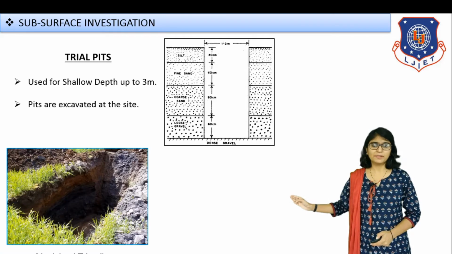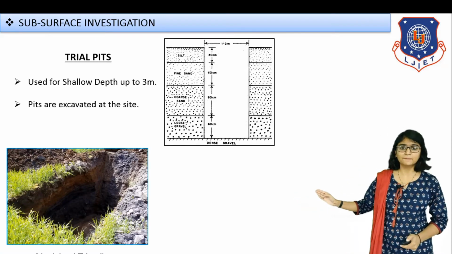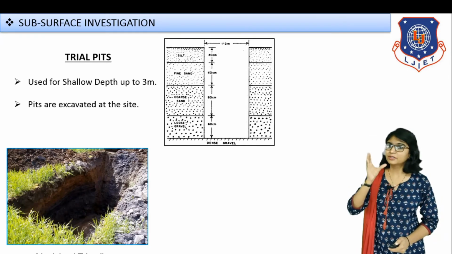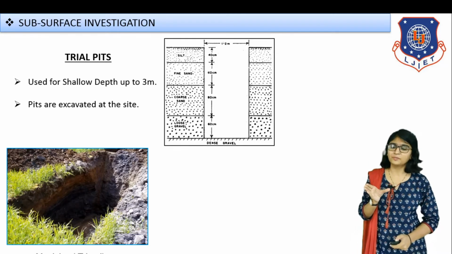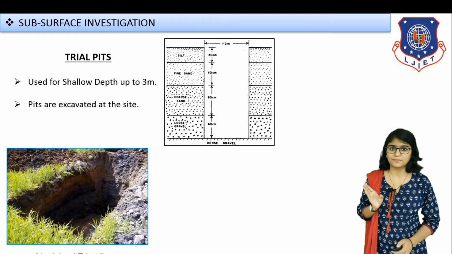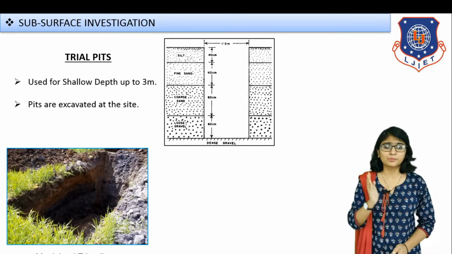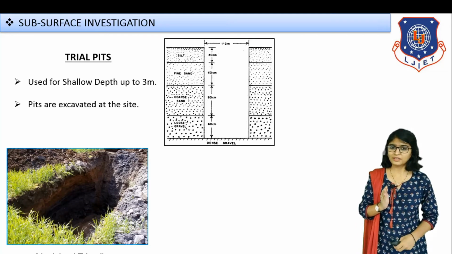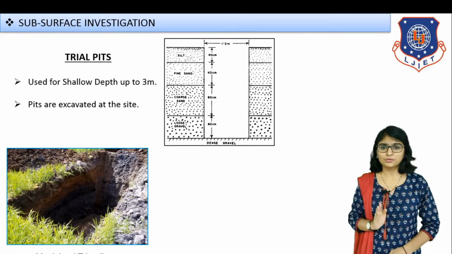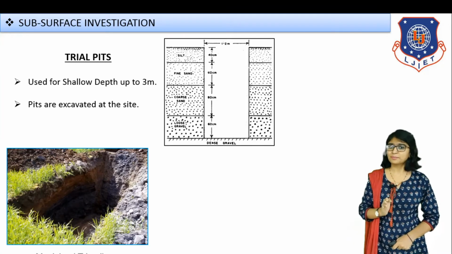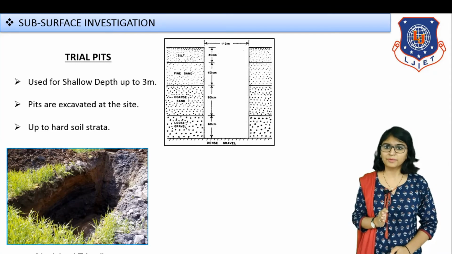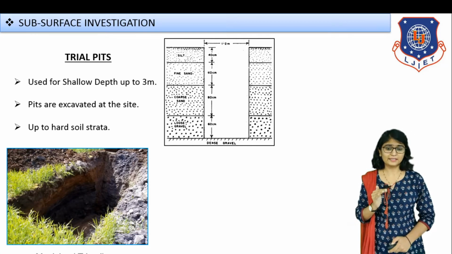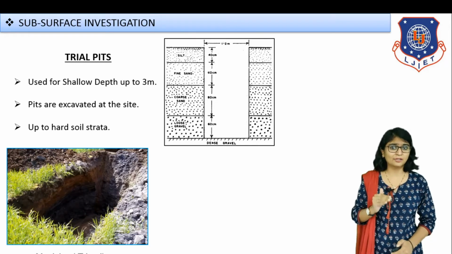The depth shall in general be 1.5 meter, the thumb rule which I told you in the last lecture, and the width shall be the same, around 1.2 to 1.5 meter. This is the most common, most basic method used for normal soil conditions, for soft to clay soils. For a shallow depth up to 3 meter, you can use a trial pit, and the excavation is carried out up to the hard strata, because in this case the hard strata shall be available at a shallow depth, right?